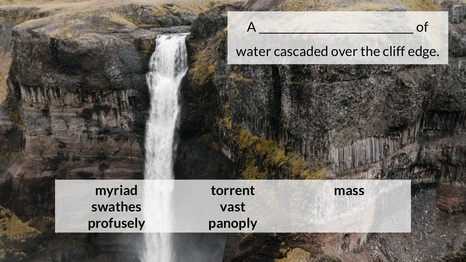In this next one, we have some water flowing off a cliff. So a something of water cascaded over the cliff edge. And can you remember which word had to do with a violent stream of water?